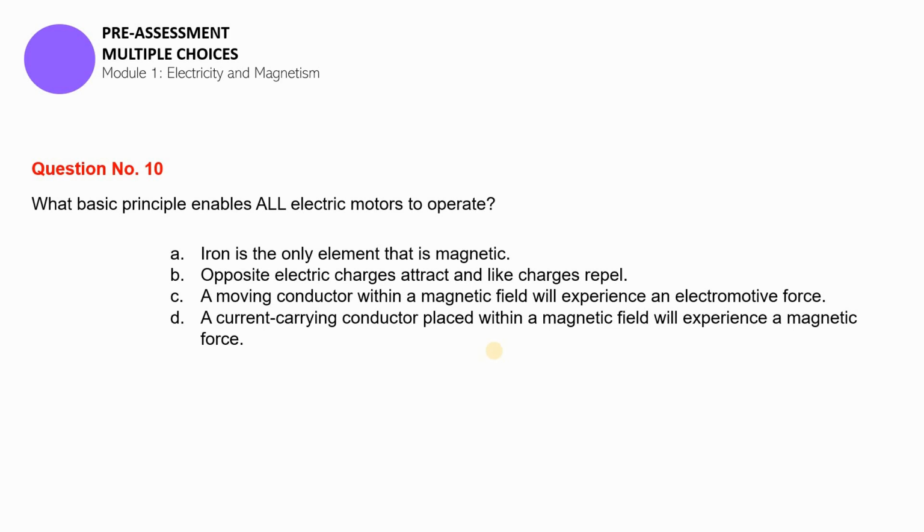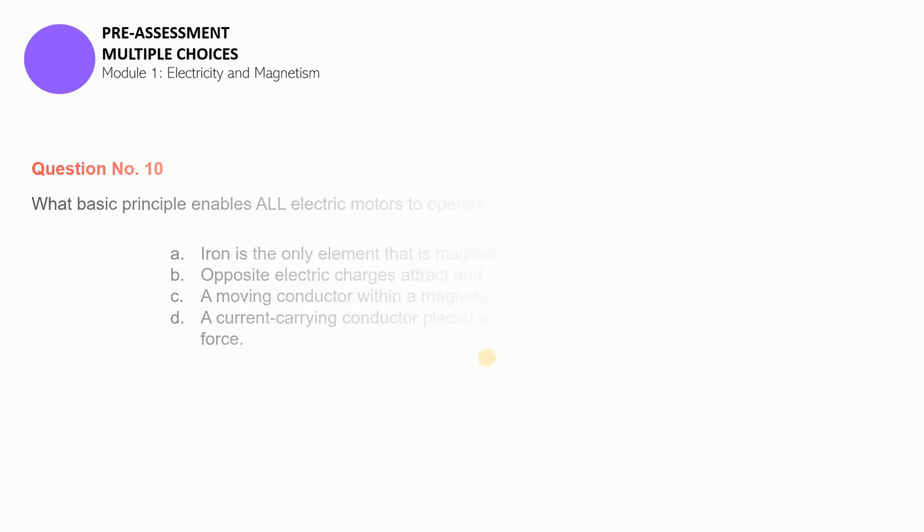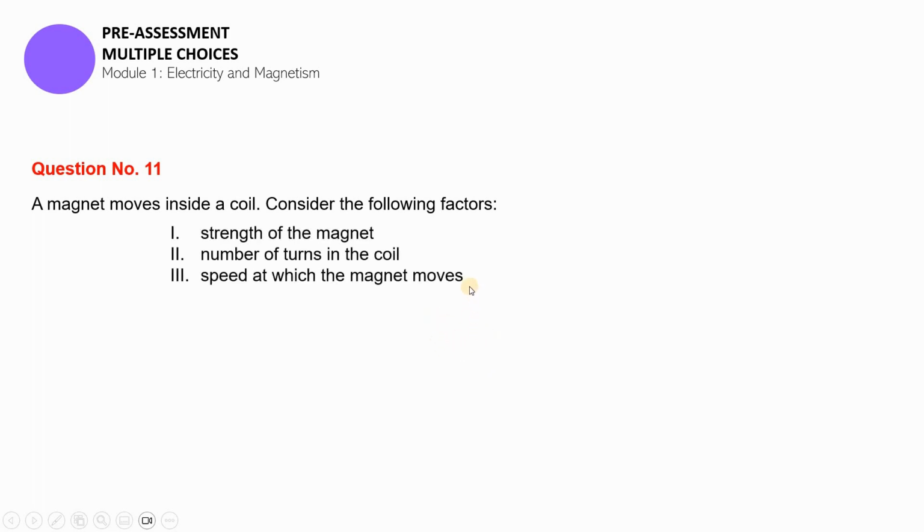If you are through, let us proceed to the next question. Question number 11. A magnet moves inside a coil. Consider the following factors. Number 1. Strength of the magnet. Number 2. Number of turns in the coil. Number 3. Speed at which the magnet moves. Your options are letter A, 1 only. Letter B, 2 only. Letter C, 3 only. Letter D, all 3 factors. If you need more time, pause this video.